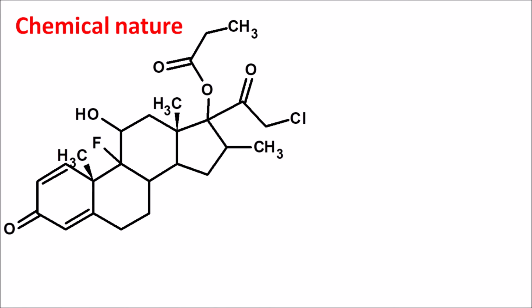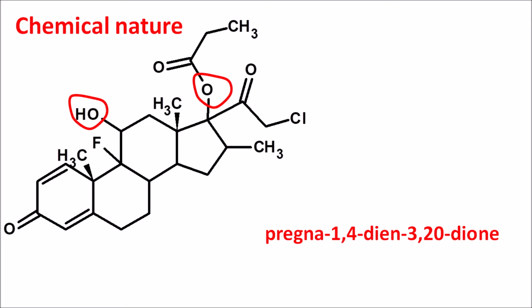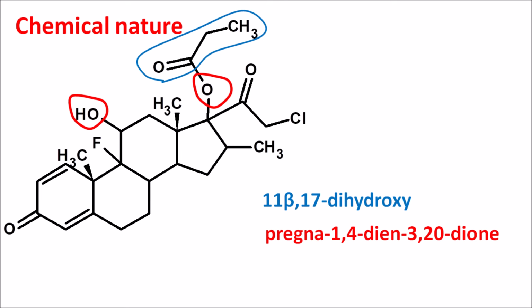Now let us see the chemical nature of this drug. So this is the structure of clobetasol propionate. We can clearly observe it has the pregna-1,4-diene nucleus with 2 ketone groups. So we can write the suffix as pregna-1,4-diene-3,20-dione. Here we can observe the 2 hydroxyl groups. One hydroxyl group is free, so we can write this as 11-beta-17-dihydroxy. But at the 17th position it forms an ester with propionic acid. So we can write the suffix as propionate.